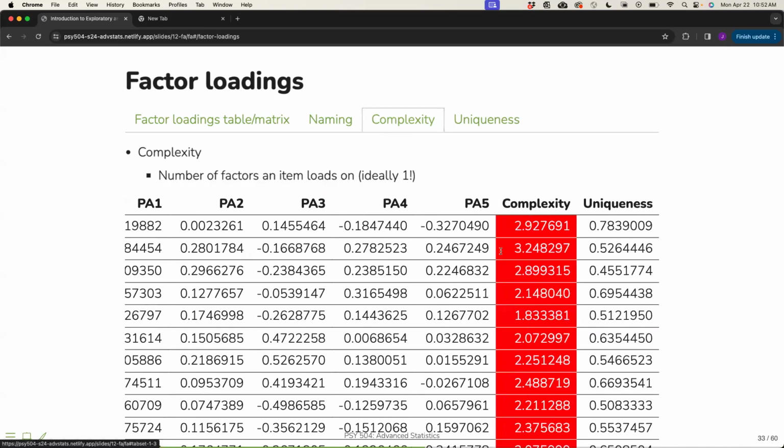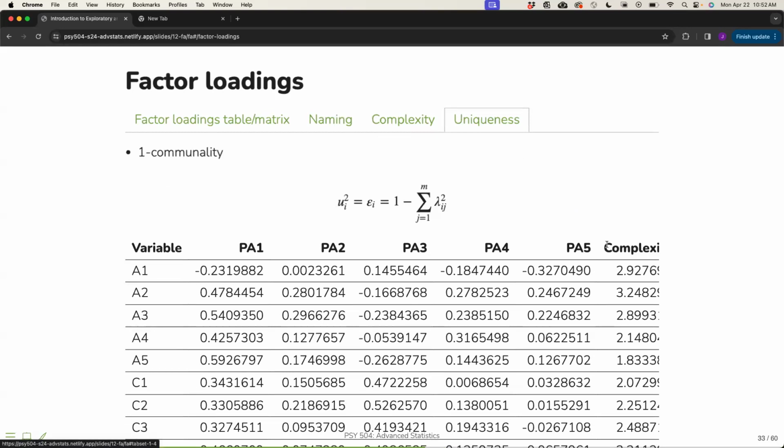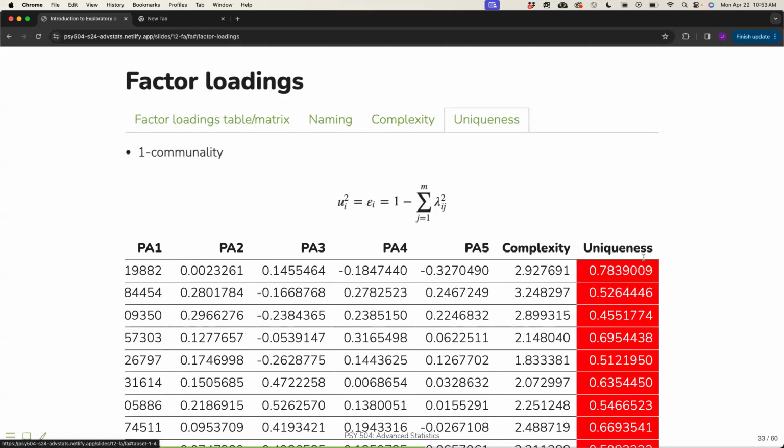We also have complexity scores. This is the number of factors an item loads on. Here we would want the complexity to be 1. We only want items to load on one factor, but in the real world, that's not likely. Then we have uniqueness values, which is 1 minus the communality. Here we also want these numbers to be low, because we want high communality values and low uniqueness values. We want a lot of shared variance here. For some reason, the easystats function, when you look at model parameters to get a cleaner version of the tables, doesn't include the communality values. But I'm going to show you a way that we can extract the communality values to put in a table.